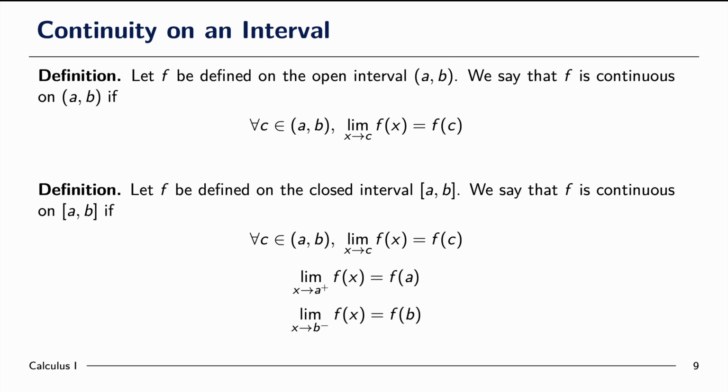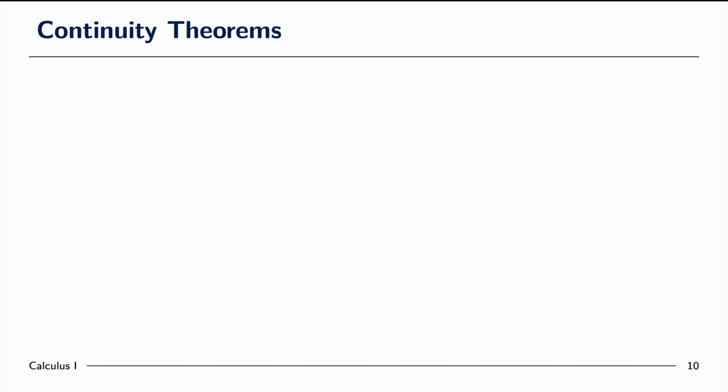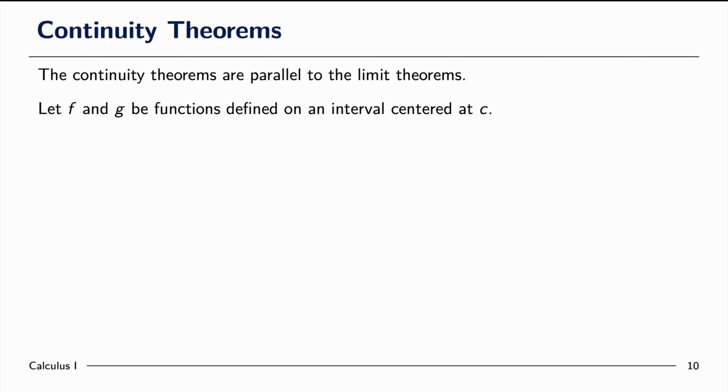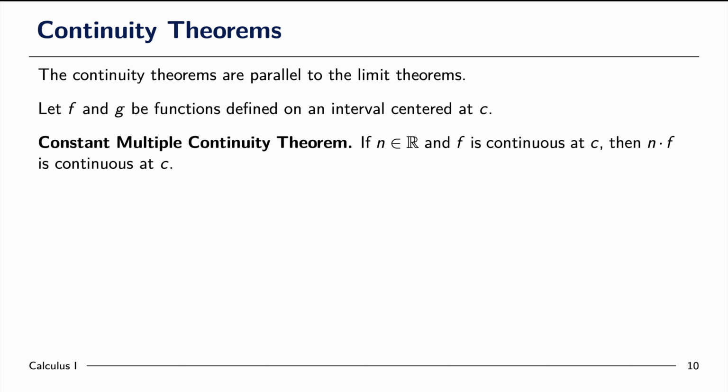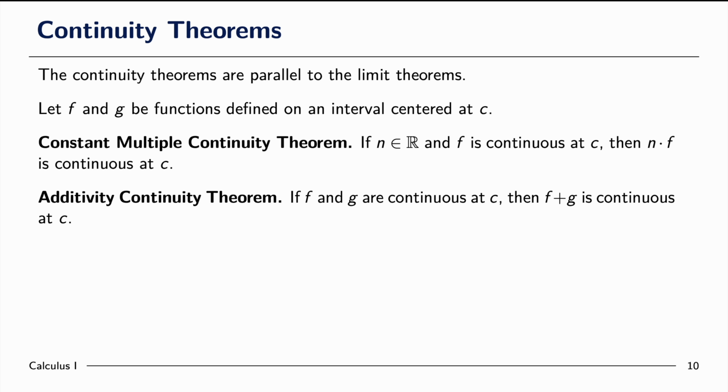Let's now talk about the continuity theorems. This will be pretty easy because the continuity theorems are parallel to the limit theorems. So let f and g be functions defined on an interval centered at c. First, we have the constant multiple continuity theorem. This states if n is in the real numbers and f is continuous at c, then n times f is continuous at c.